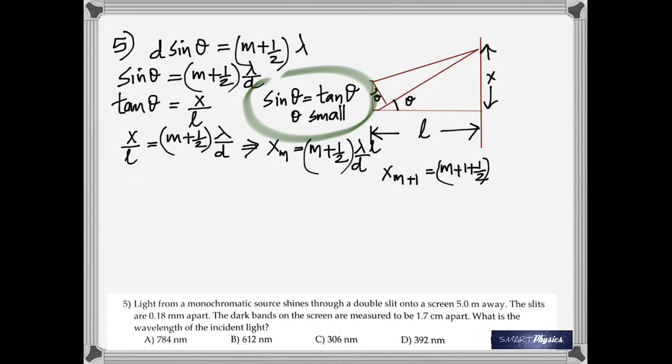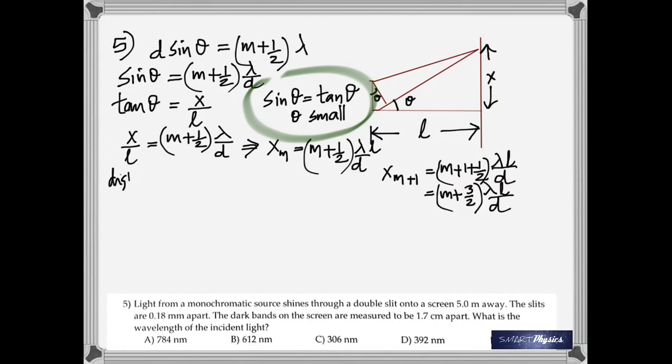So now I'm saying if that's what you get for the mth dark band, then for the m plus 1th one, all you got to do is in place of this m here, just put m plus 1, right? So that's what I'm doing here. So that makes it m plus 1 plus half, and that gives you m plus 3 by 2.